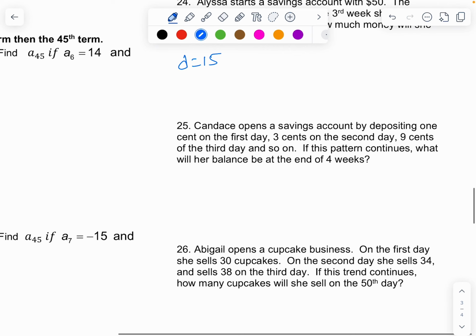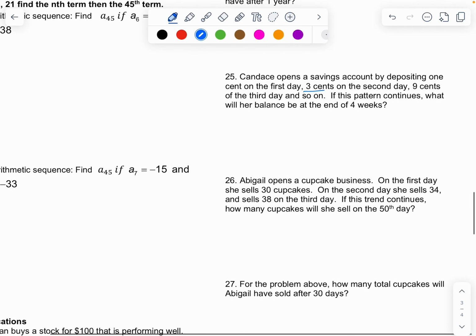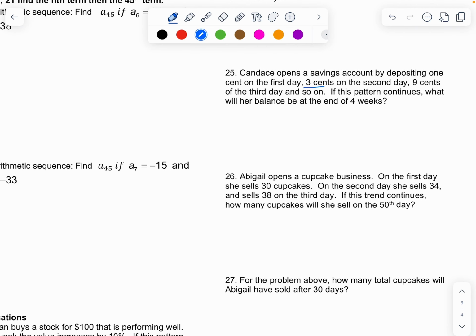Same thing goes here. We're depositing, you know, 1 cent, 3 cents, 9 cents. So if this pattern continues, it's multiplying by 3. So you can say times 3 and do your geometric.